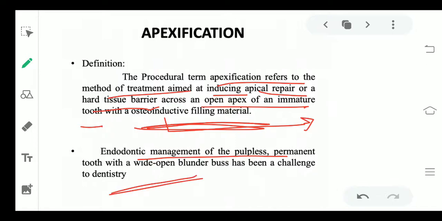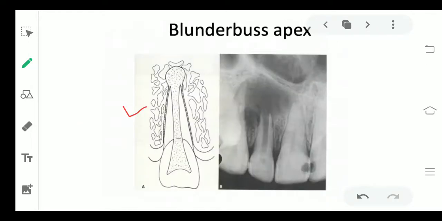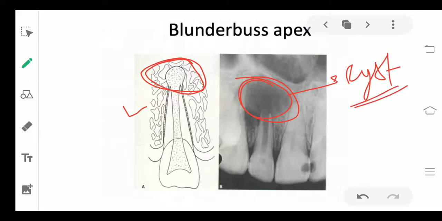Moving ahead, endodontic management of a pulpless permanent tooth with a wide open blunderbuss apex has always been a challenge in dentistry. Now what kind of apex is seen? As you can see in the figure, the apex here is not closed, it is open. So this is to be closed, and the pulp is reaching into this periapical space and creating a kind of cyst here. In further conditions it can form a cyst also. So it is important to clear out this fluid or pulp which is being generated in this area, and for this we need certain medicaments which will not only help to control the flow of pulp in this direction but will also close this apex. So we have to close the apex and remove all this infected pulp.